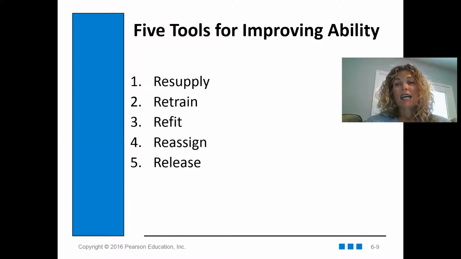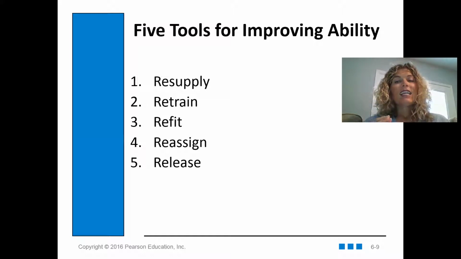4 is reassign. So if 3 does not work, or maybe 3 is not an option, I don't have anyone to give those aspects to, then I might say, I need to reassign this person. So the difference here is reassigning is taking that person out of that job and placing them in a completely different role.